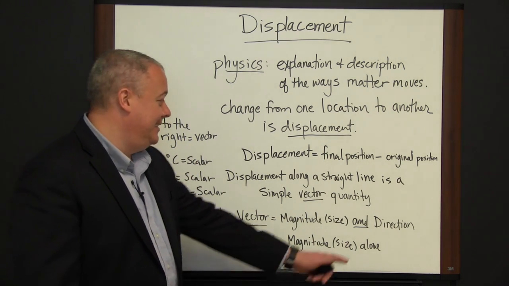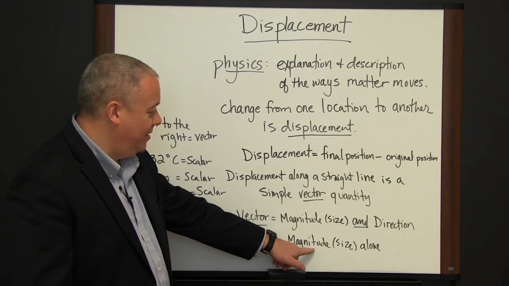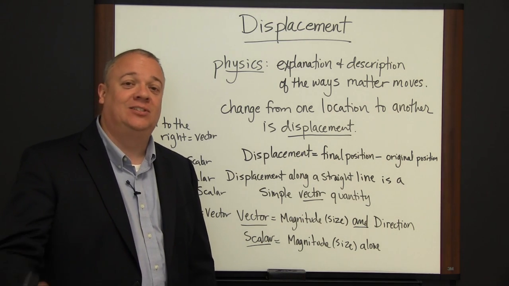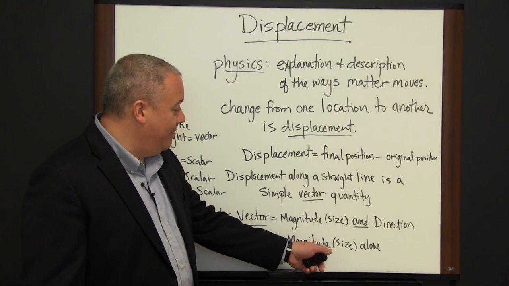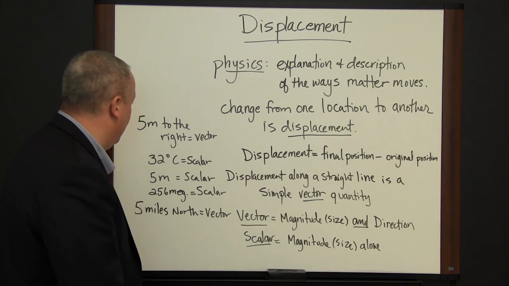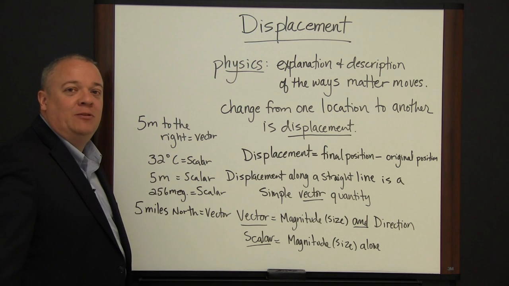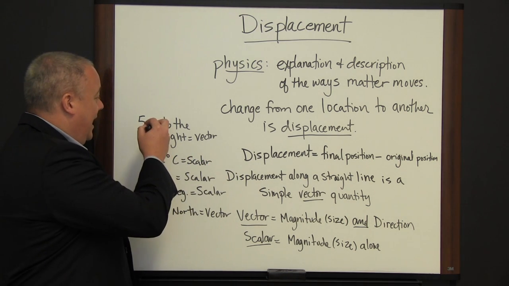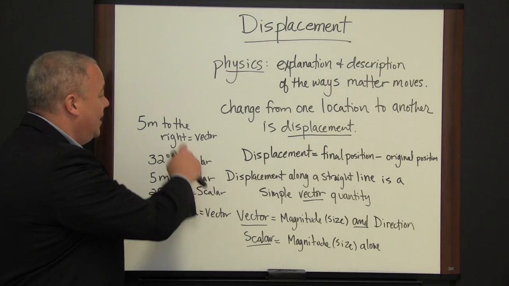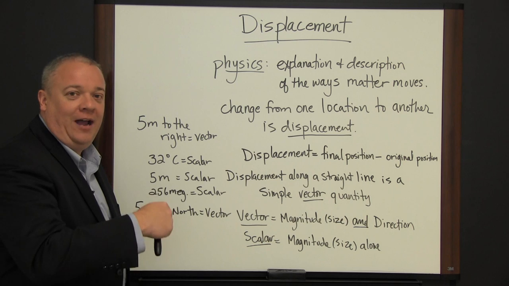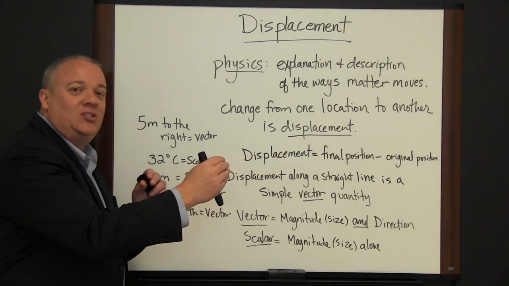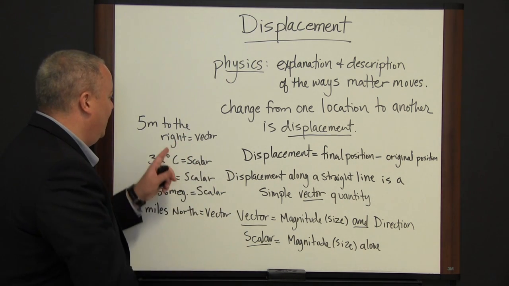Now, when we add direction to the magnitude or size, we get what's called a vector. So the difference between vectors and scalars is the difference between having the magnitude alone or having the magnitude plus the direction. And I've got some examples here on the board that we're going to look at. If I say something was moved 5 meters to the right, I have both magnitude, the size, in this case the distance moved, 5 meters, plus the direction to the right. 5 meters to the right is a vector because it has both magnitude and direction, both a distance measurement, a size, and the direction in which it went to the right.